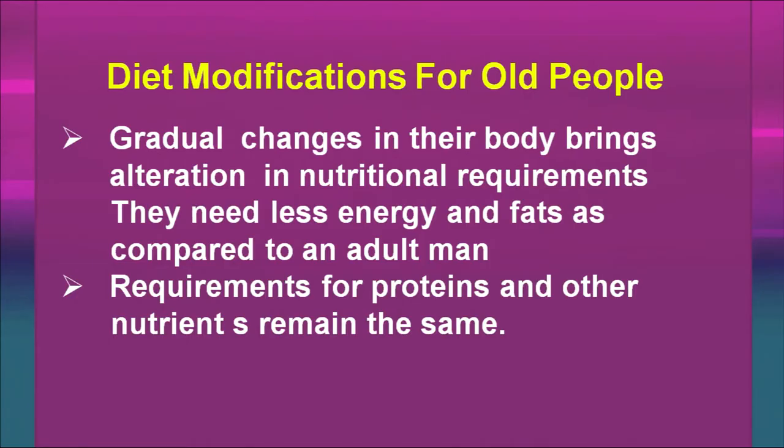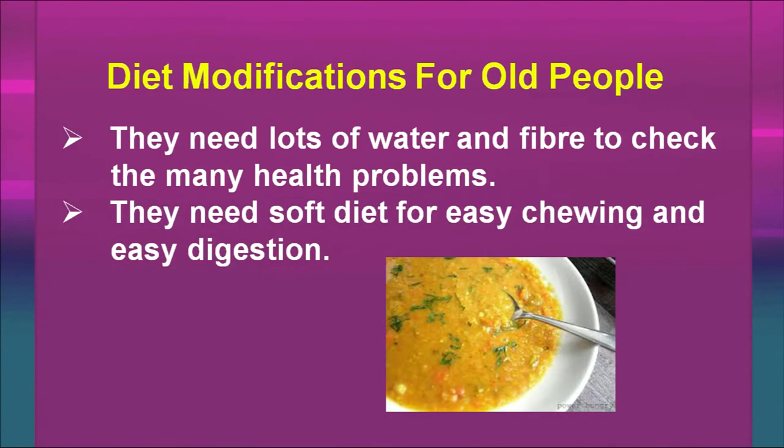Now, we will talk about old people also, because they require some changes in their diet for their changes in physiology. So, gradual change in the body brings alteration in the nutritional requirement also. They need less energy and fats as compared to when they were adults. Requirement of protein and the other nutrients remains the same. Please check this point again. Only change in energy is there, but other nutrients are more or less the same. They can have lots of water and fiber to check their many health problems, but they need a soft diet for easy chewing and easy digestion.